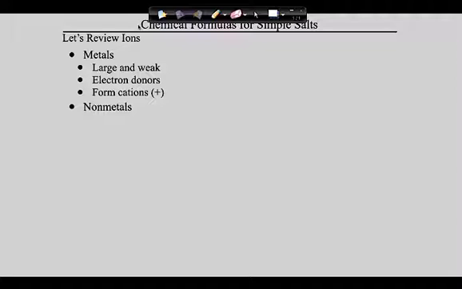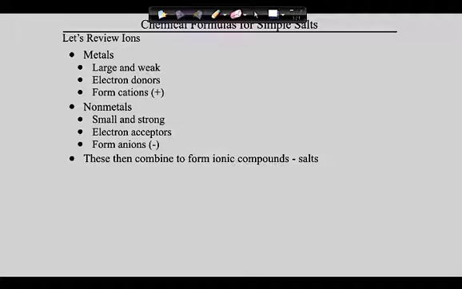I wasn't sure. But guys, so when we look at the nonmetals, the idea is this. They're on the right, so they're small and strong. As a result, they take in electrons and they form anions. Remember all of that? Then the idea is the positive and the negatives form ionic bonds. Those are the salts. Good?